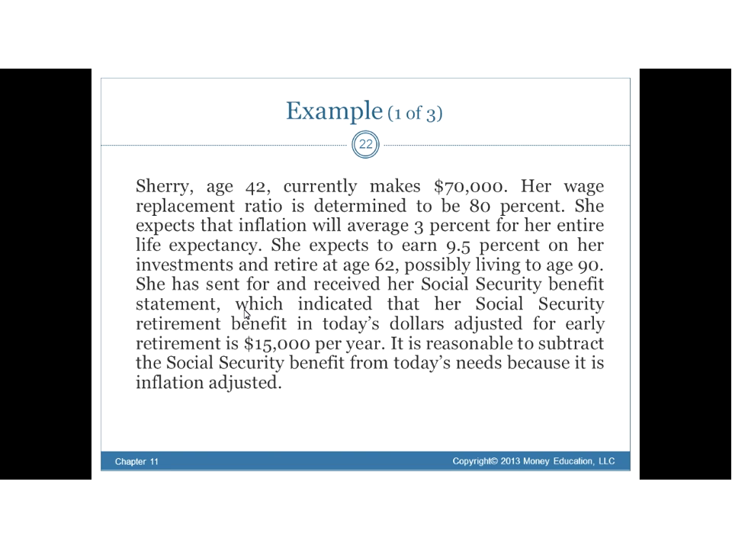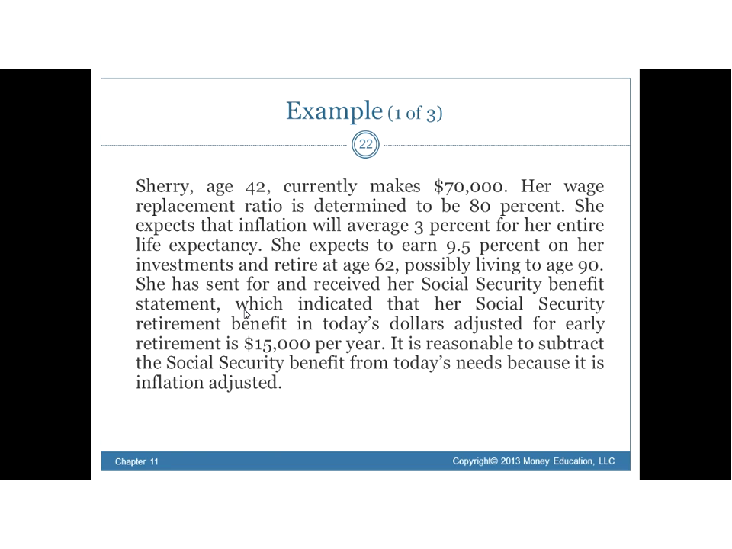She sent for and received her Social Security benefit statement, which indicated that her Social Security retirement benefit in today's dollars, if she adjusted for early retirement, would be $15,000. Let's say she retired at age 62 and started taking it then. By the way, this is just for a problem perspective. Unless they're in bad health, I would not suggest clients take it at age 62.